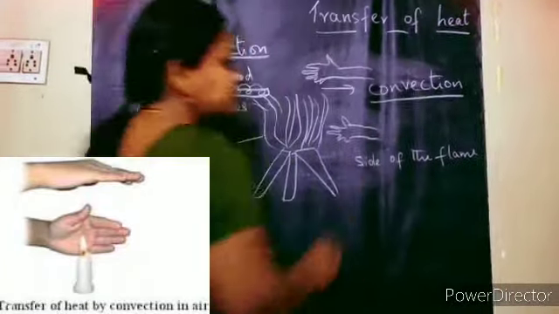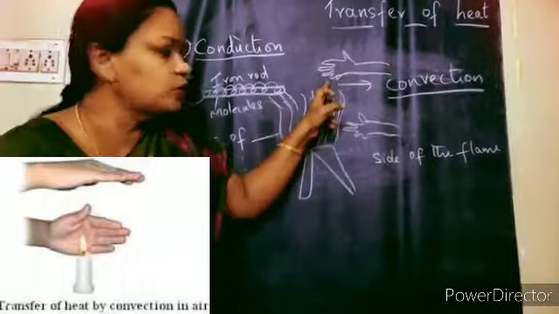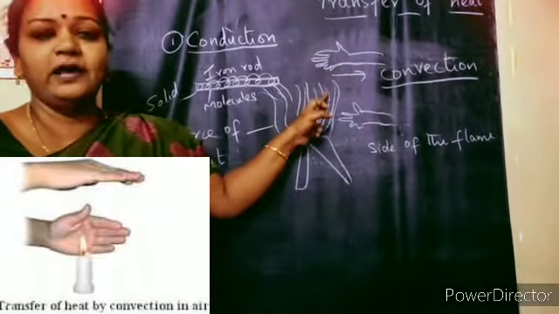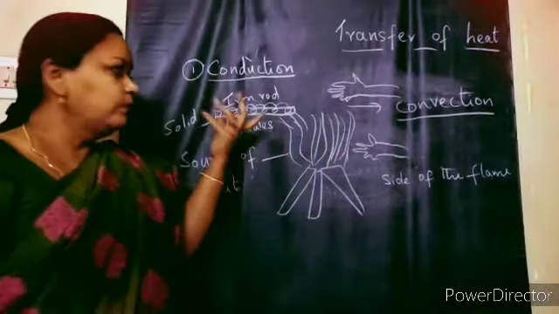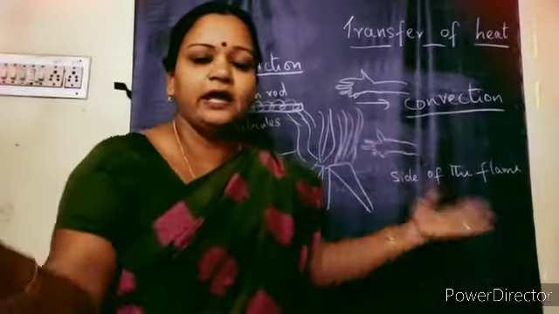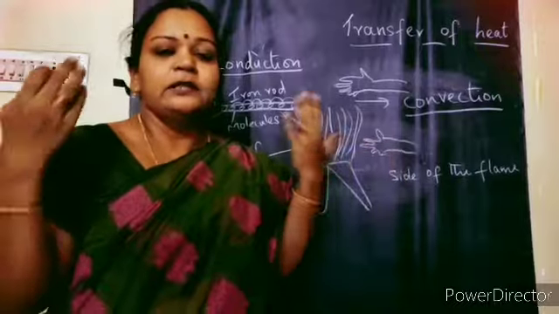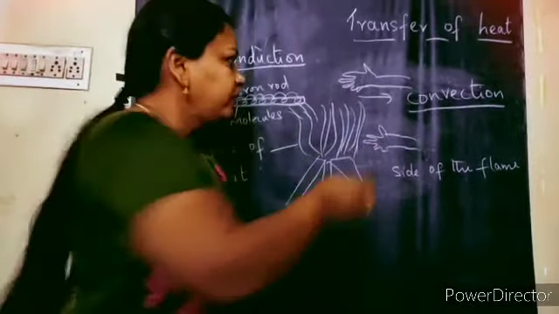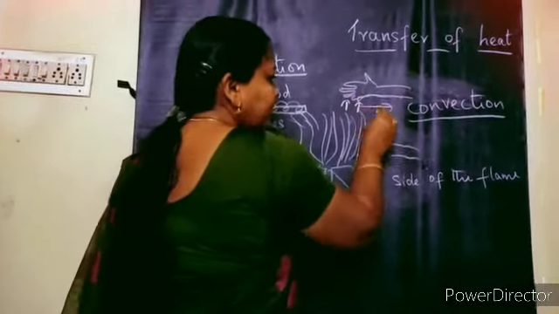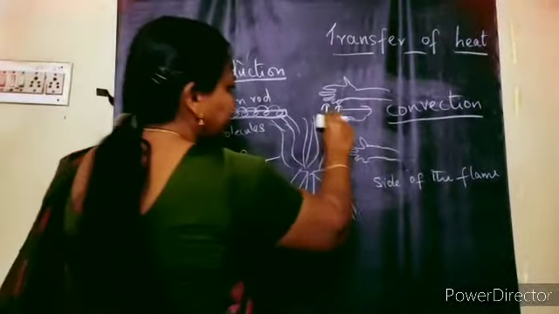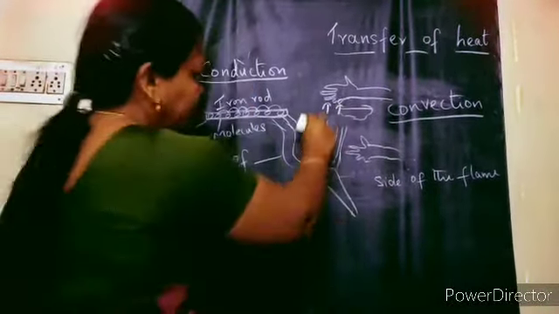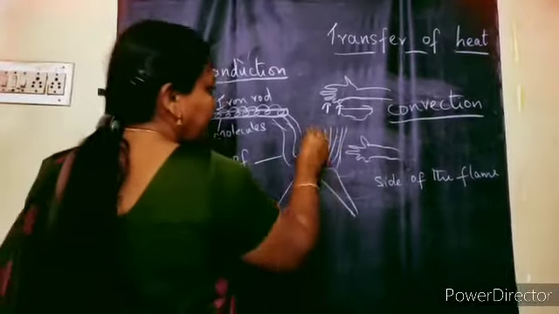What actually happens? Between the hand and the flame, you all know that air is there. And air is again made up of molecules. So what happens when the air particles get heated up? They become warmer, and the warm air will rise up, and the cold air from the side will occupy the space. It is not on the flame, it is above the flame. Above the flame, this all happens.